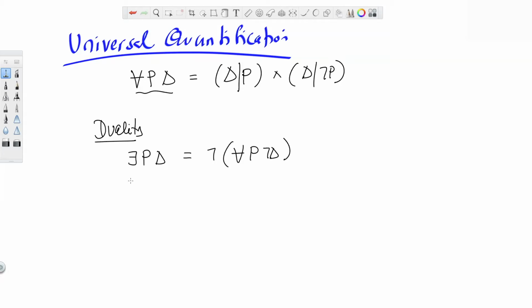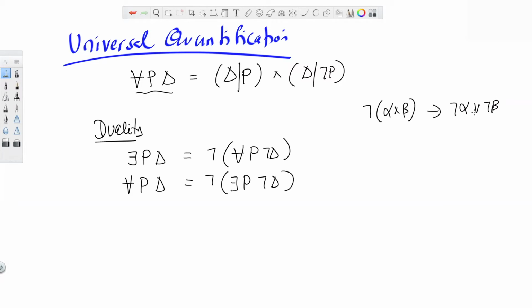Let me write the other one, and I'll give you a simple way to see this duality. Here I'm expressing existential quantification in terms of universal quantification, and here we're doing the other way around. To see this duality, if you remember, we'll talk more about this later today, is when you have a Boolean expression and you try to push the negations inside. So if you push the negation inside, this becomes not alpha or not beta. Look what happened: we flipped the conjunction to disjunction, and here we flipped the disjunction to conjunction. This you may have seen as De Morgan's law.